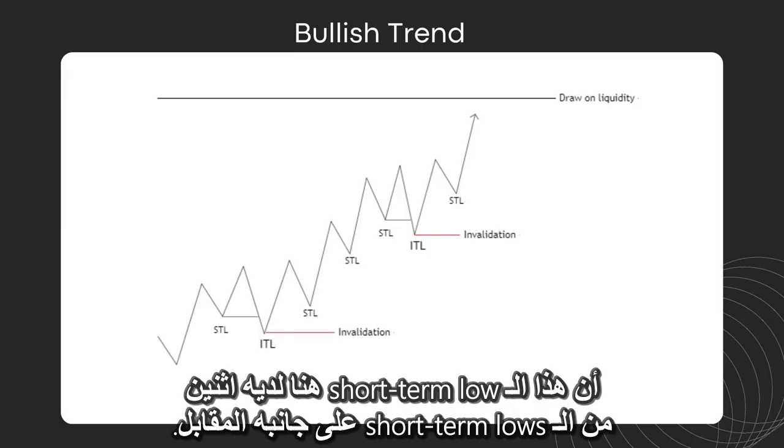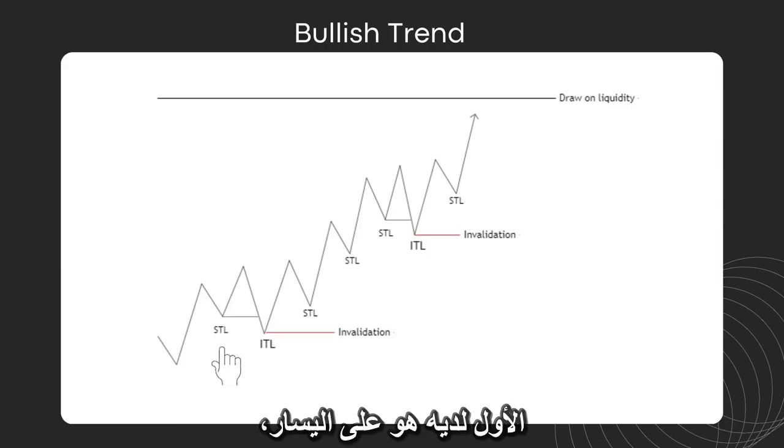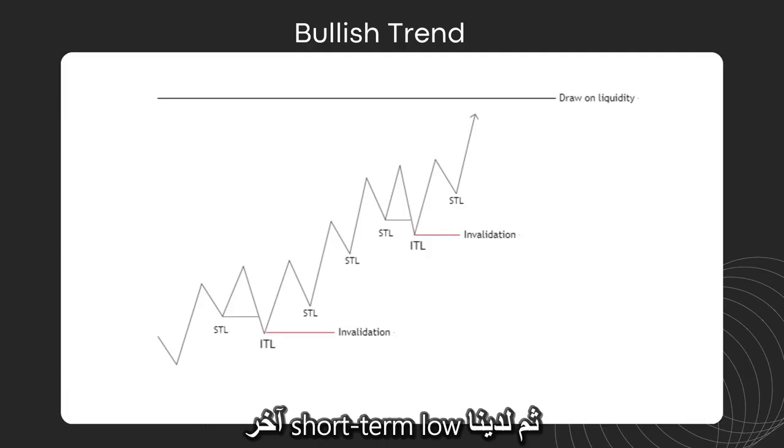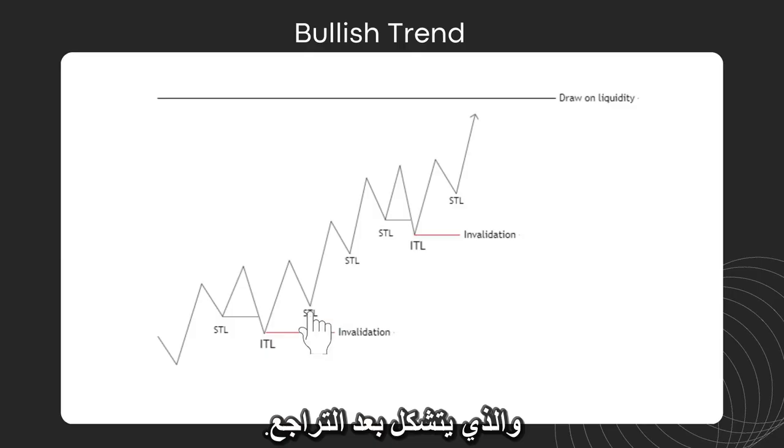So now you can see that this short-term low right here has two short-term lows to its opposite side. The first one it has is to the left, which it rejected below, right? So we've got this short-term low, price rejected below this short-term low, and then we've got another short-term low which formed after the retracement.